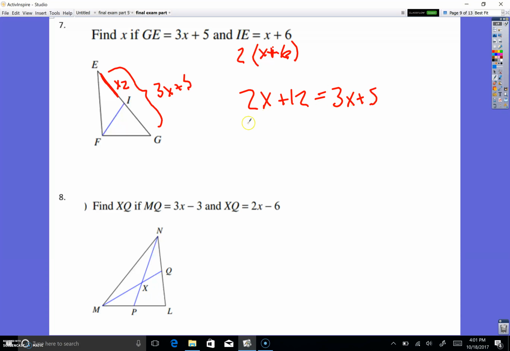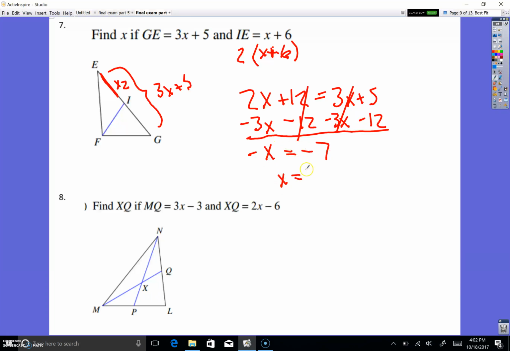So for x, minus 3x, minus 12, minus 12. I need to put minus 3x, so that can cancel, that can cancel. So I have negative x is equal to negative 7. So x is equal to 7.